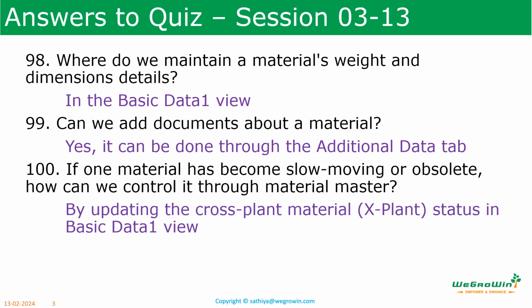If one material has become slow moving or obsolete, how can we control it through Material Master? By updating the cross plant material status in Basic Data 1 view. Please note, this is updated in basic data, which means this status will affect all the plants and company codes in the organization. So before setting the status in the basic view, we need to be very careful. If we want to restrict the status with respect to plant, then we have to update the status with respect to plant. That we will discuss later.